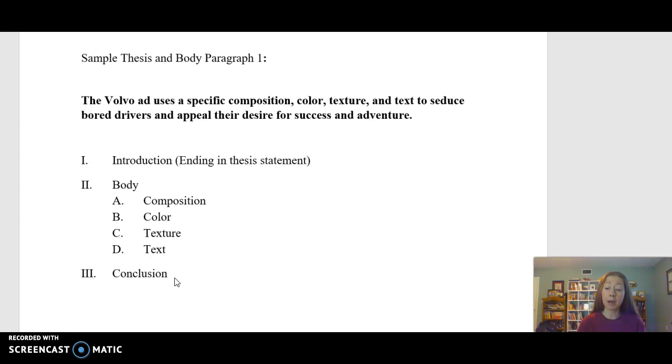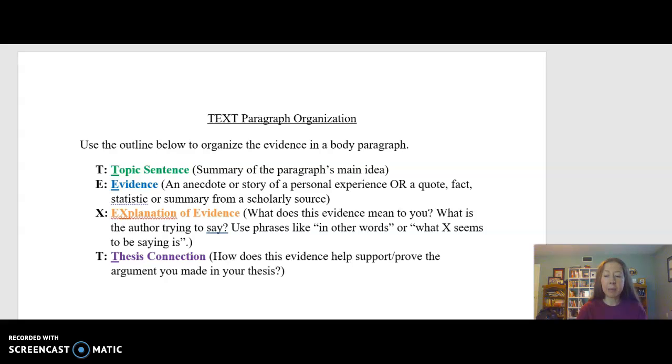Now what we need to talk about is how to organize those ideas into body paragraphs. All right, get a pen and paper and jot this down. There are 4 basic steps to creating a successful paragraph. Step number 1, you need a topic sentence, and that topic sentence needs to state an opinion and clearly identify the topic of that paragraph. So if my first body paragraph is about composition, the word composition should appear in my topic sentence.